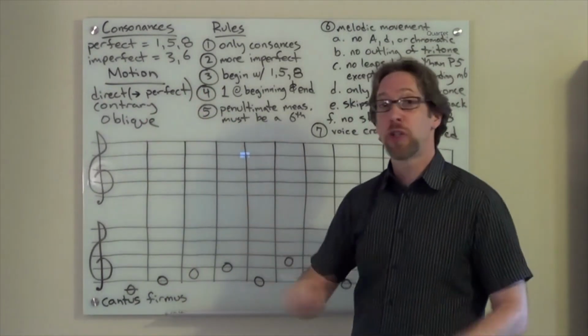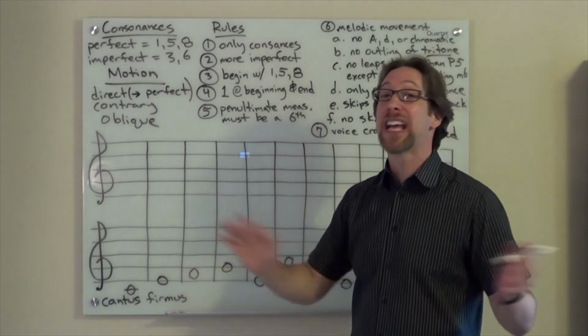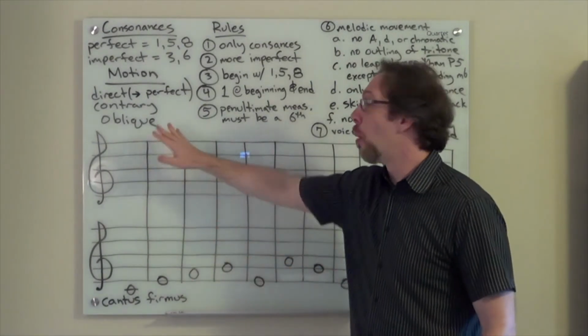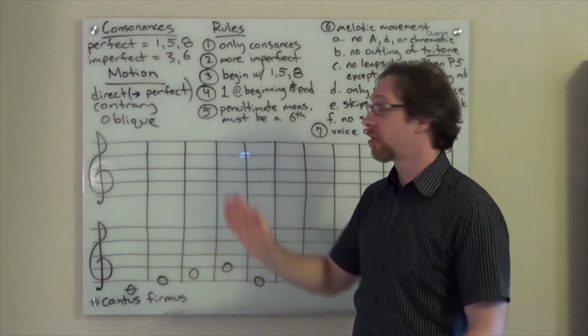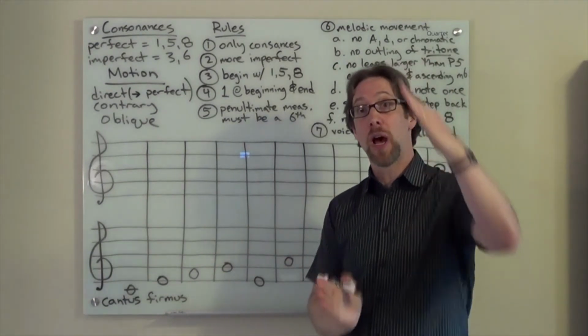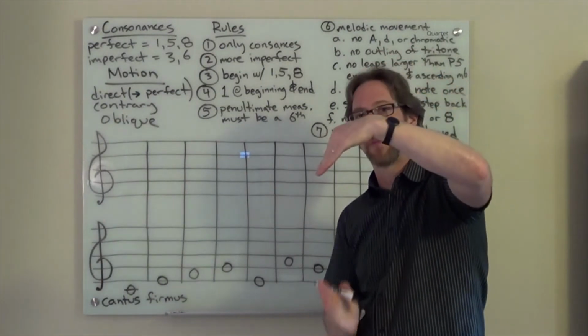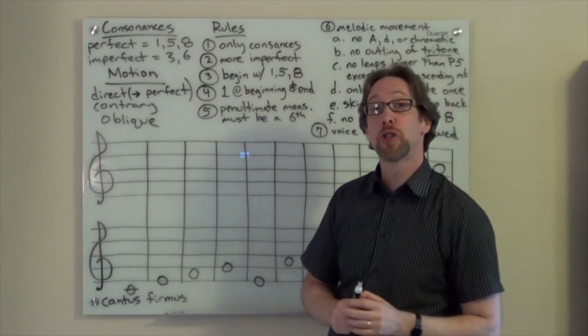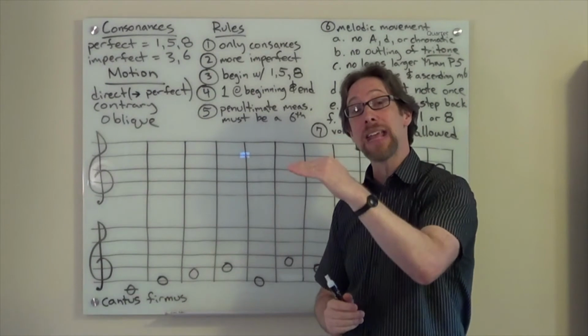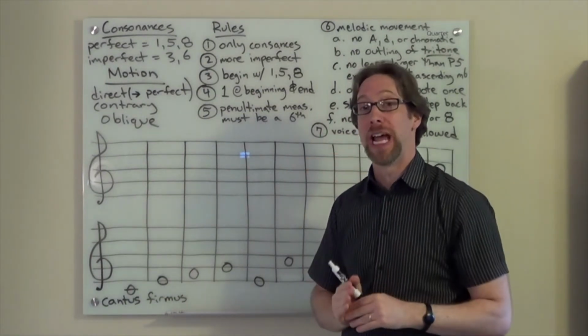You have contrary motion, and contrary motion is great. Any contrary motion is acceptable. Oblique, any oblique motion. So contrary motion is where one voice goes up and the other goes down, or vice versa. Top voice goes down, bottom voice goes up. Oblique motion is where one voice stays the same and the other voice moves up or down.